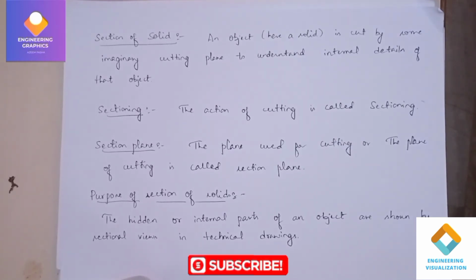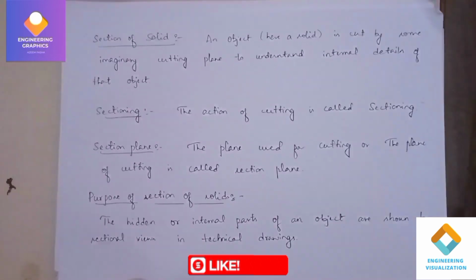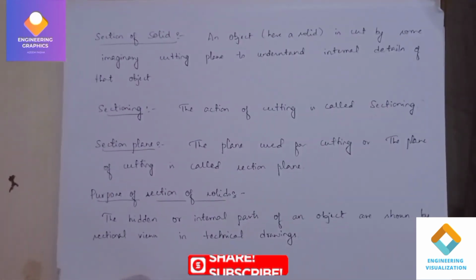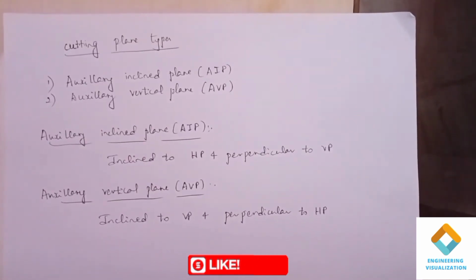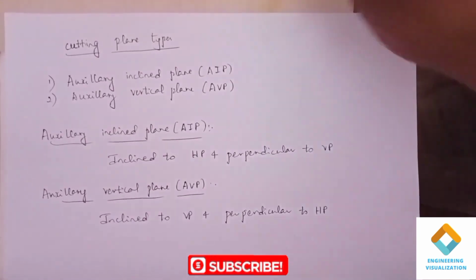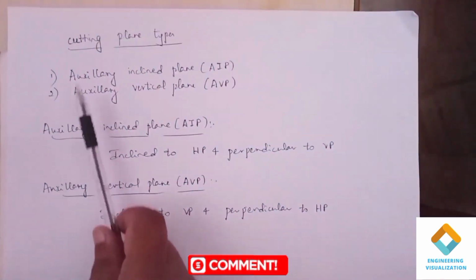Sectioning means the action of cutting. The plane used for cutting we call a section plane. So why are we doing this? In order to get the hidden or internal parts of an object. There are two types of cutting planes. One is the auxiliary inclined plane, the second one is the auxiliary vertical plane.